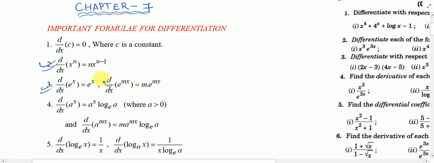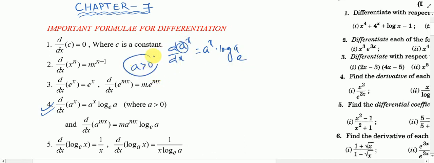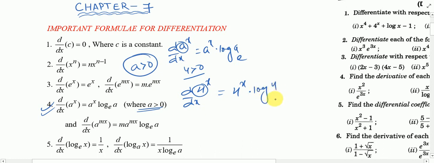Now see the fourth one. So if you have something like a to the power x, then you'll get a to the power x log a base e, where a is greater than 0. You have to remember this. So for this type you will have something like this. Let's say I have 4 to the power x. So here this is your a, which is greater than 0. So you have to use this formula. So you will get 4 to the power x and then log 4 to the base e. This is the differentiation.